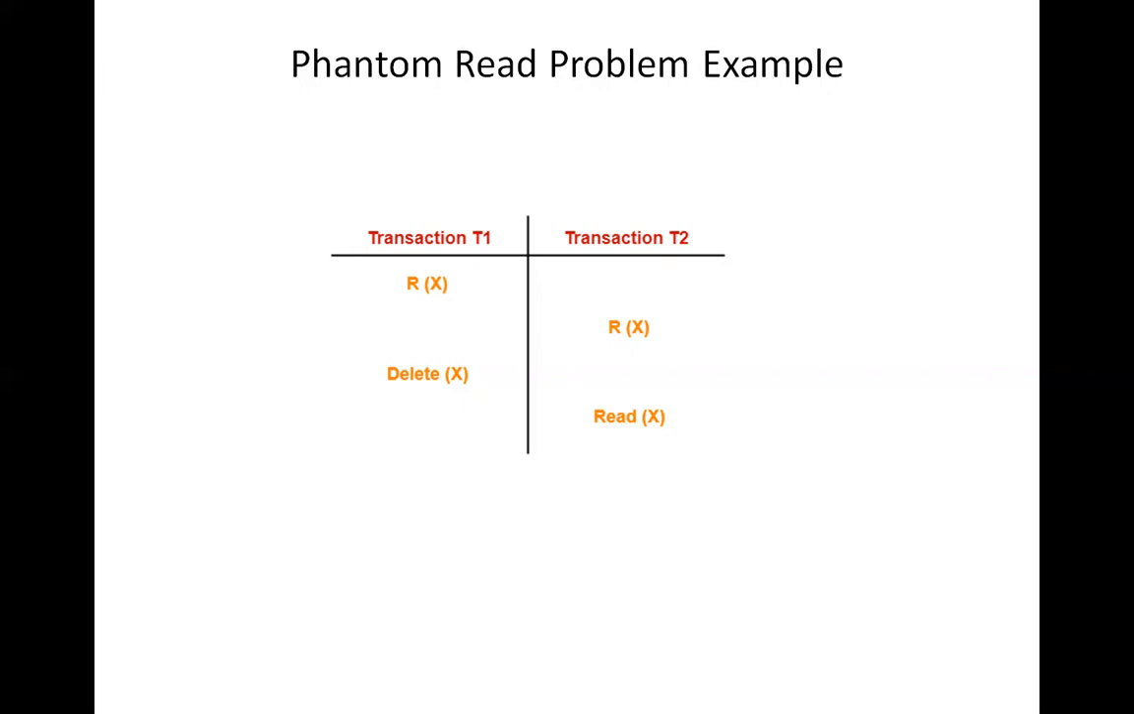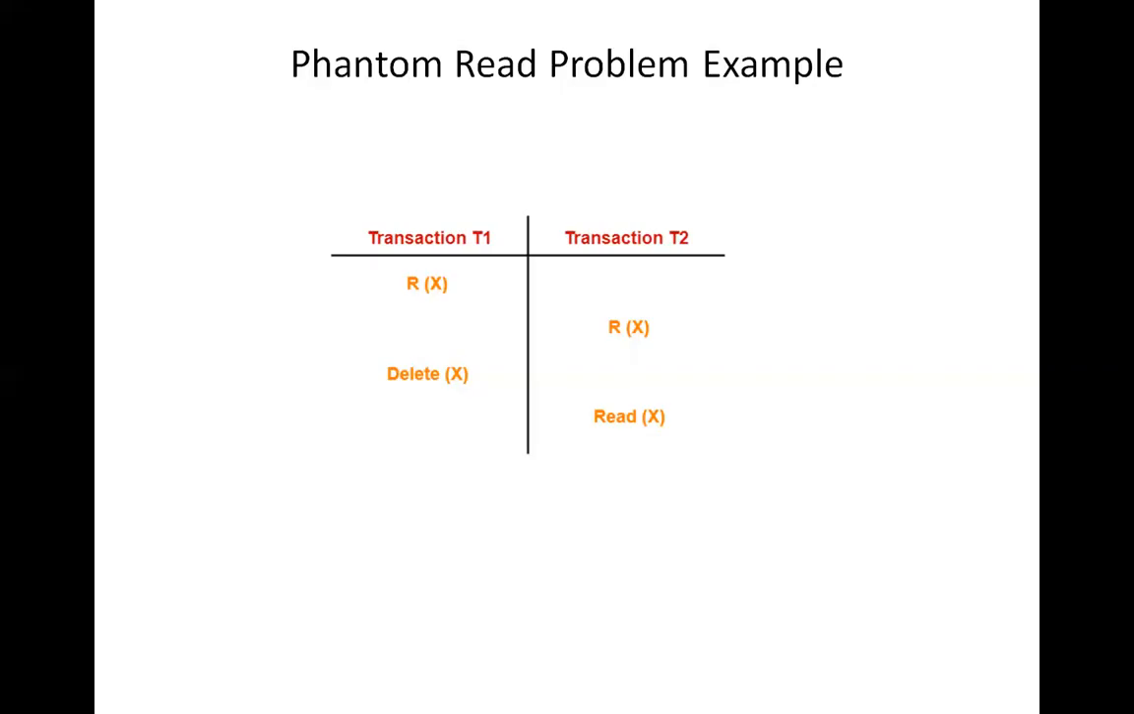In this example, T2 finds that there does not exist any variable X when it tries to read the X value again. T2 wonders who deleted the variable X because according to it, it is running in isolation. So, this type of problem is called phantom read problem.